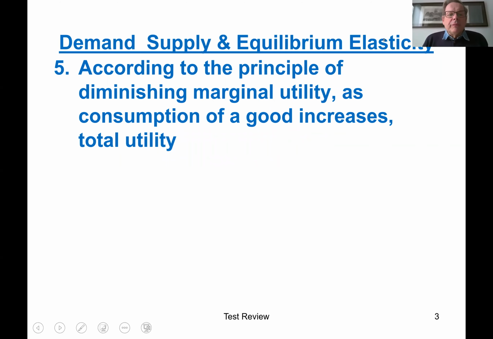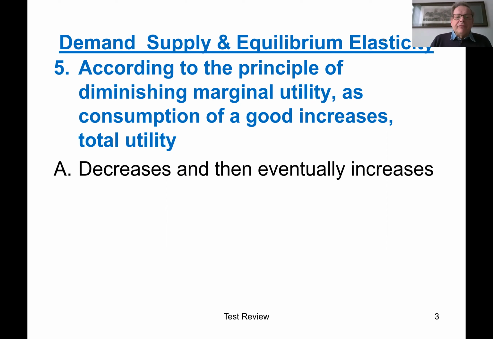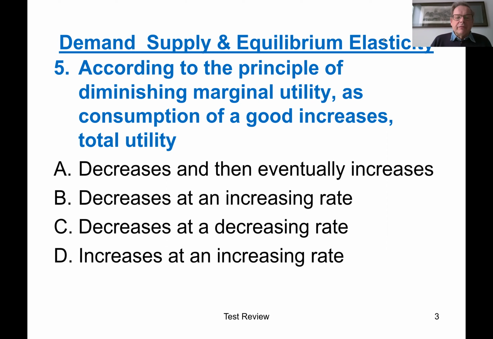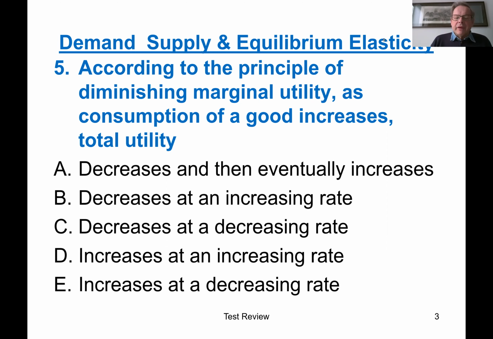According to the principle of diminishing marginal utility, as consumption of a good increases, total utility decreases and then eventually increases, decreases at an increasing rate, decreases at a decreasing rate, increases at an increasing rate, or increases at a decreasing rate. For this particular question, you may want to think back to the graph that I sent you, the total utility curve and the marginal utility curve.